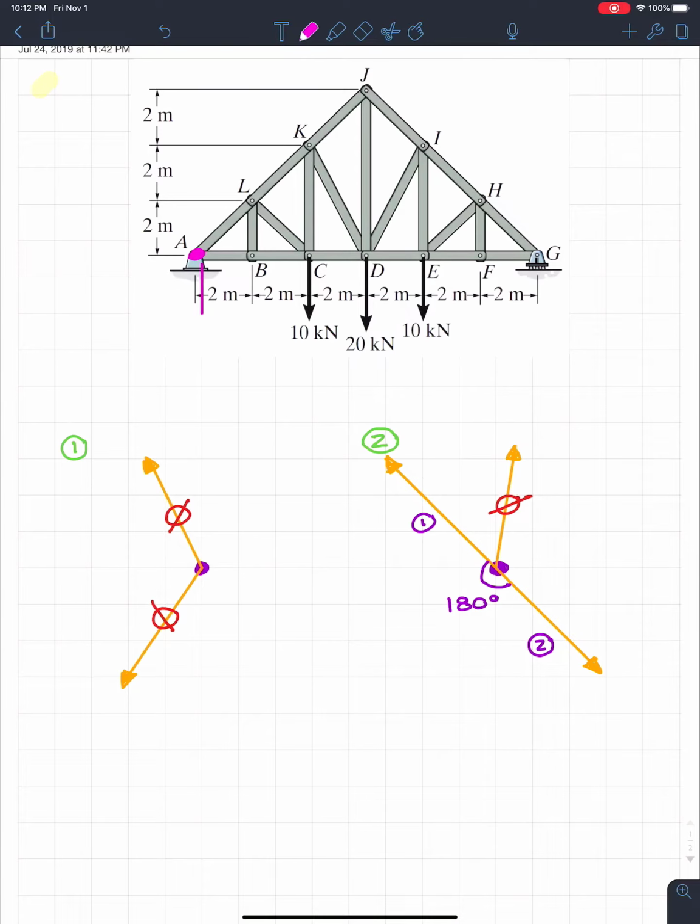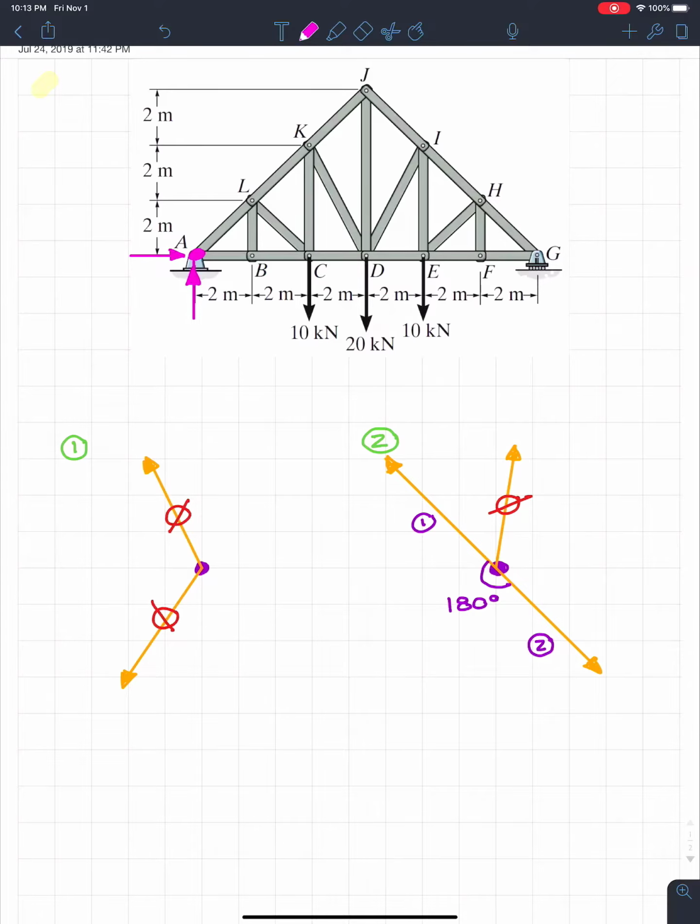So what we'd have is, oops, that did not turn out very well. So what we'd have is a support reaction in the vertical, a support reaction in the horizontal, something like that. So right away, we know that case number 1 doesn't apply because case number 1 needs no external forces.